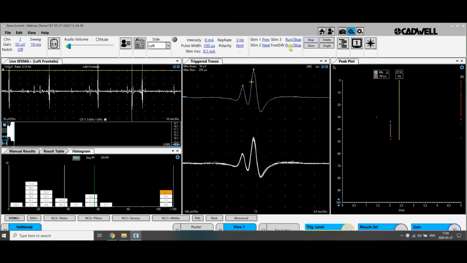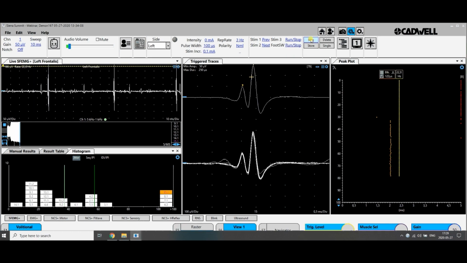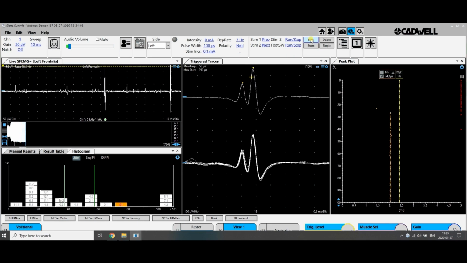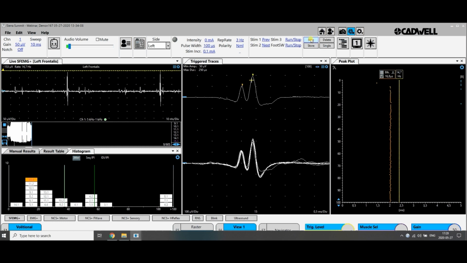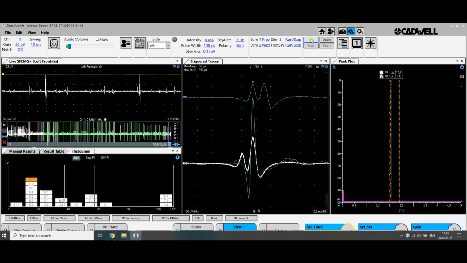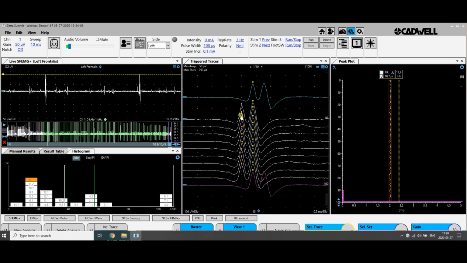I move the needle, and here we get a good recording. We have now about 100 discharges and can stop the recording. This big one was a disturbance, but you see the nice recordings are here, and the jitter is 10.7.